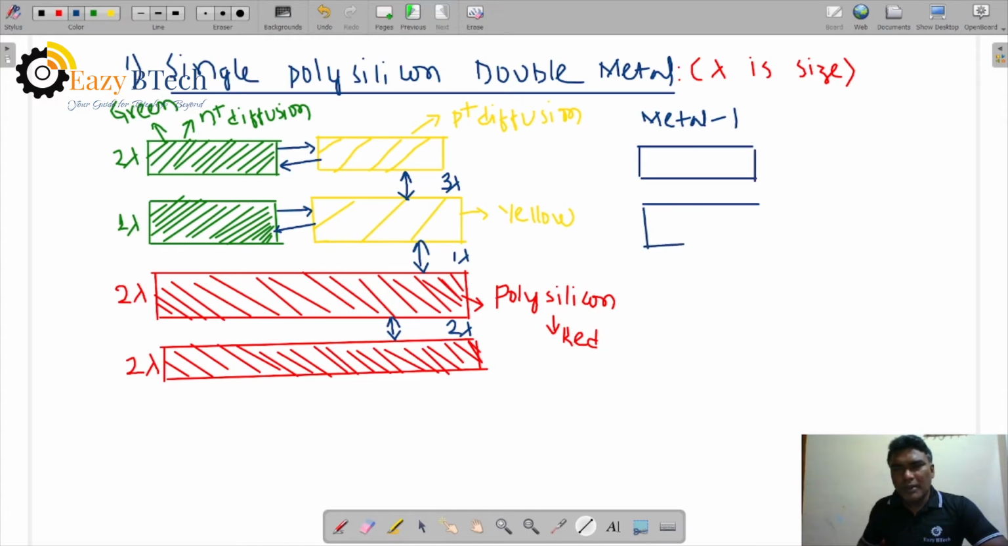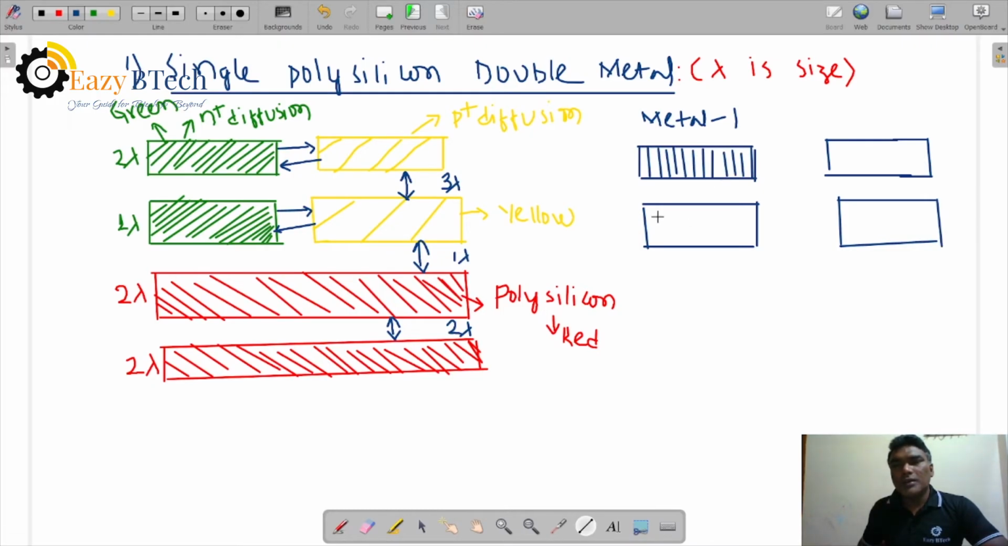Metal 1 to metal 1 separation. Metal 2 is here. The representation of this one: metal 1 is vertical lines. This is the vertical line representation, metal 1. Now horizontal lines are metal 2. Double metal, two metals are used in the designing.